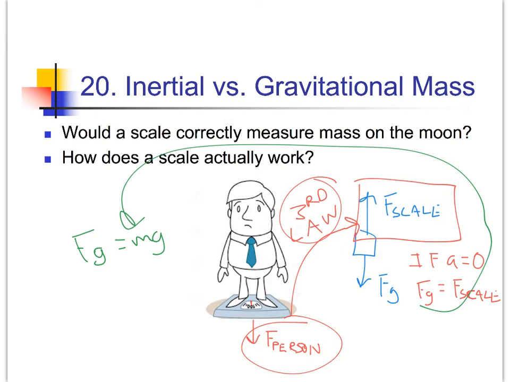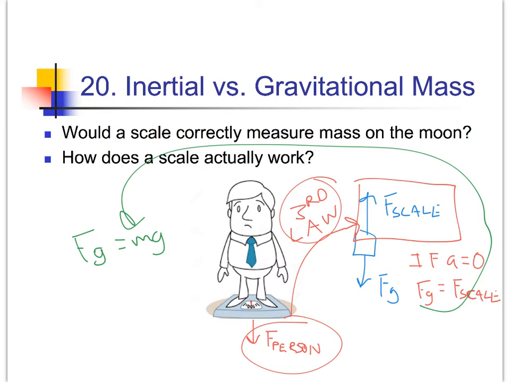When you step on a scale, the scale directly measures the force between you and the scale, that third law pair. Since there's no acceleration for you if you're just standing there, whatever force that scale exerts up on you is equal to the force of gravity. And if we know the force of gravity, we can calculate our mass using Fg equals mg. Okay?